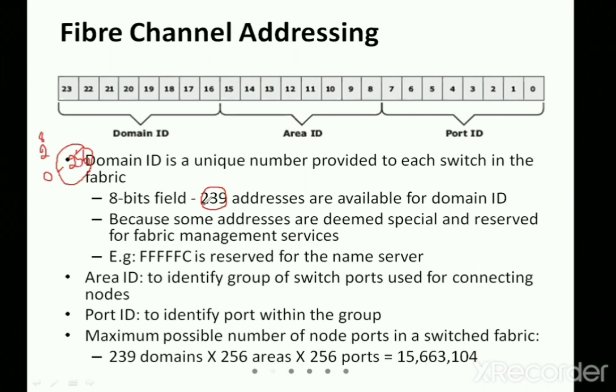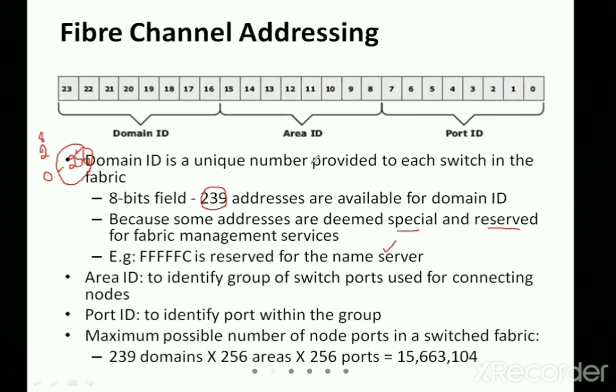They are being used for special purposes, or sometimes they are reserved, so they are designed or stored only for special cases. For example, you can see here FFFFFC, that is reserved for the name server, so that will not be given to all the people. Then the second one is the area ID.